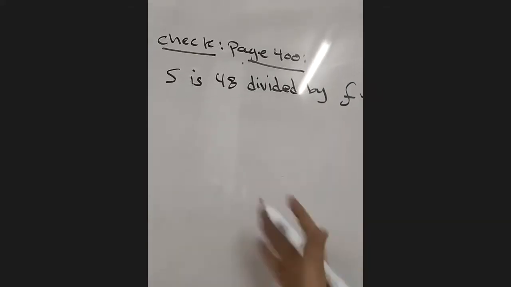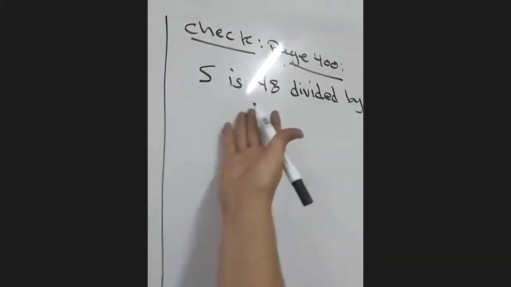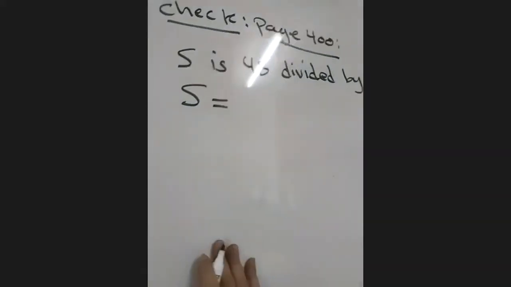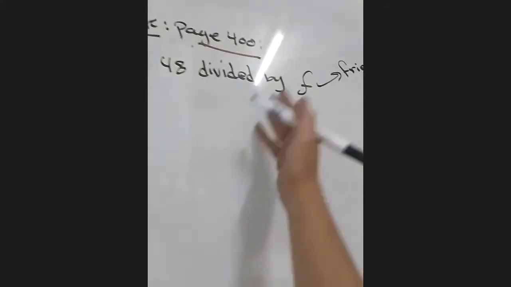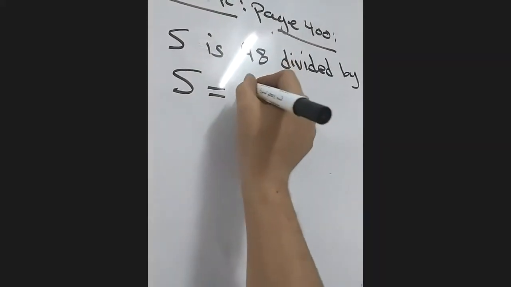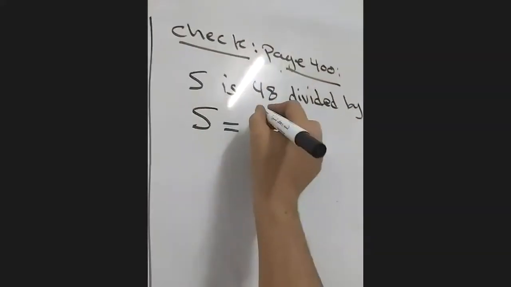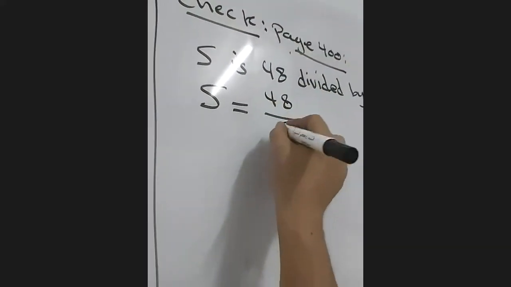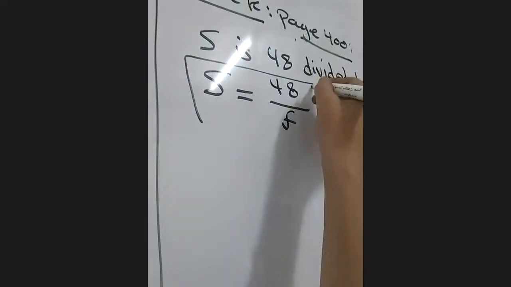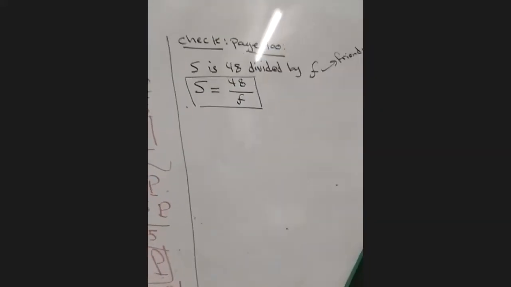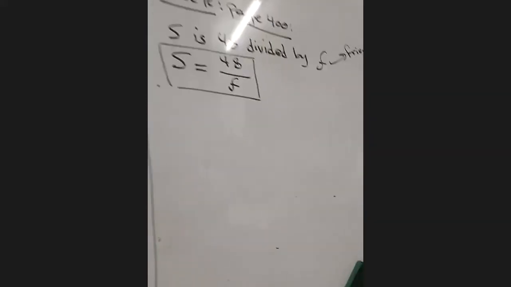Now let's make the rule. S equals 48 divided by F. The book wrote it as 48 divided by F, but I want to write it as a fraction. This is the rule. Now let's find the table, or I will make the table.